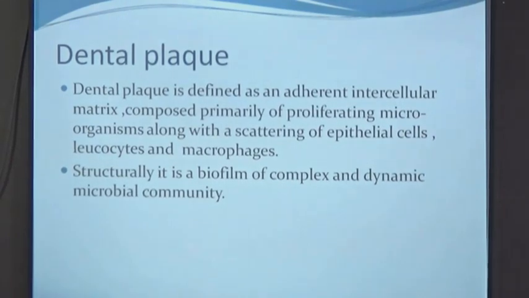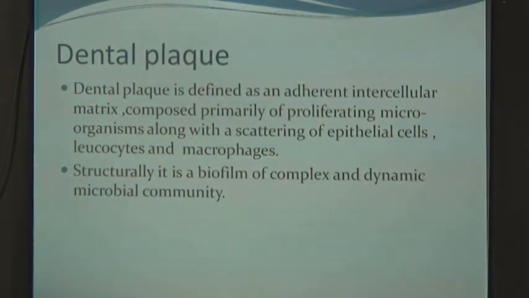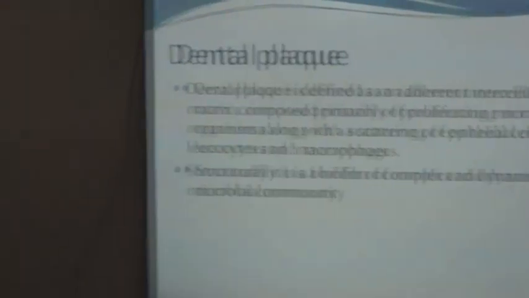Dental plaque is defined as an adherent intercellular matrix composed primarily of proliferating microorganisms along with a scattering of epithelial cells, leukocytes and macrophages. Structurally, it is a biofilm of complex and dynamic microbial communities. Dental plaque is more irritating because it contains a dynamic microbial community with viable microorganisms. These microorganisms release toxins which will injure the gingival tissue. Understood?